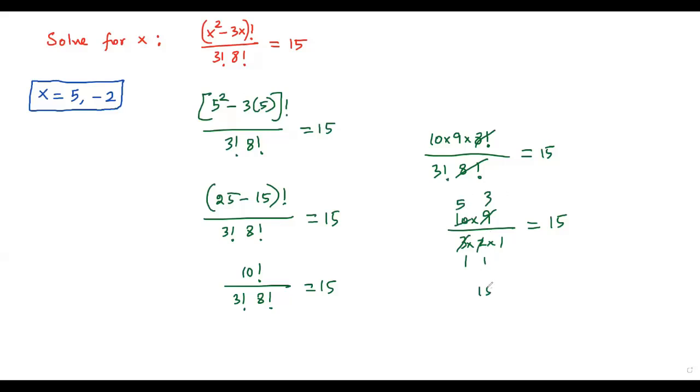So 5 times 3 is 15. 15 equals 15. It's true. So the equation is satisfied by the first solution, 5. Okay, now we can verify the second solution, negative 2.